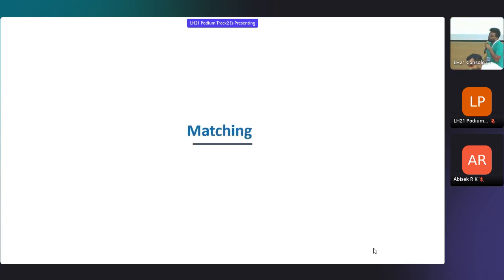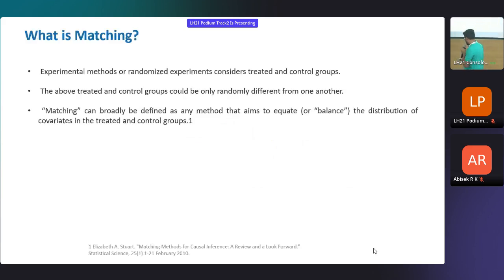Thanks, Dheeraj, for taking us through confounders. So now we move to something called matching. Now, we'll look at why matching is important.